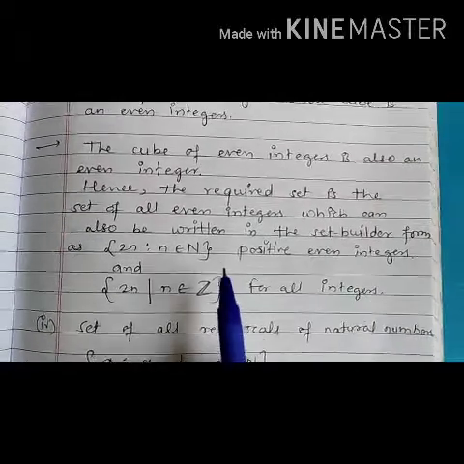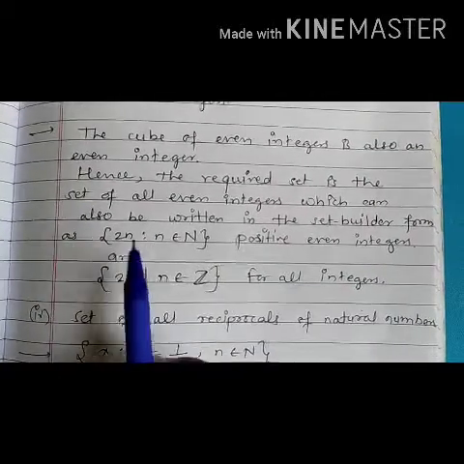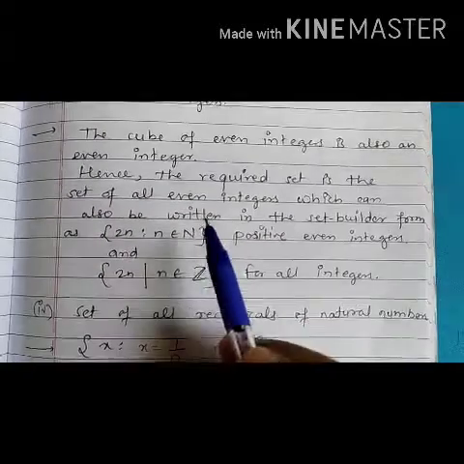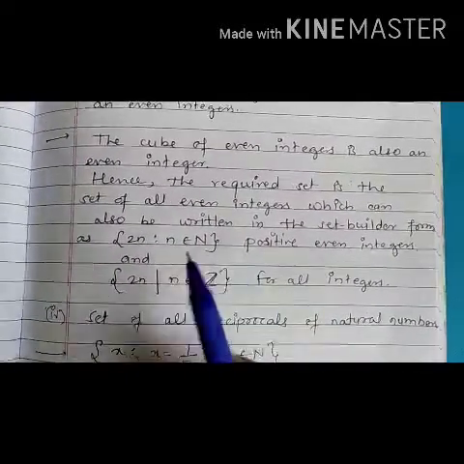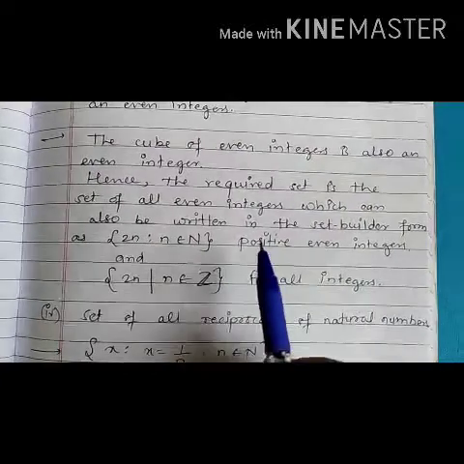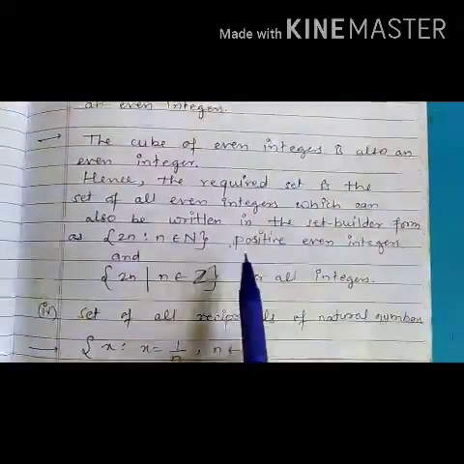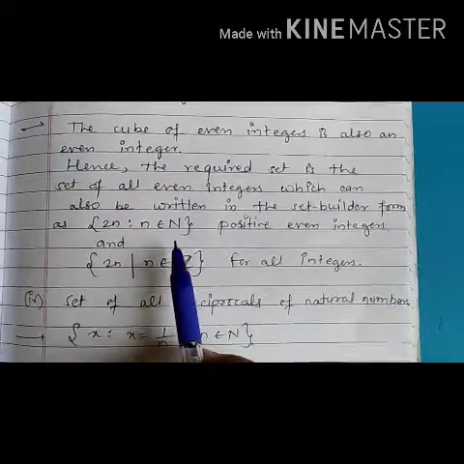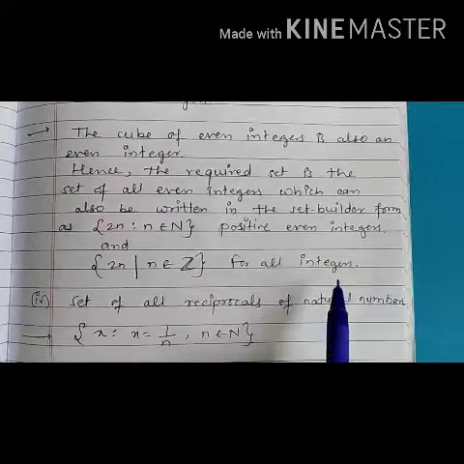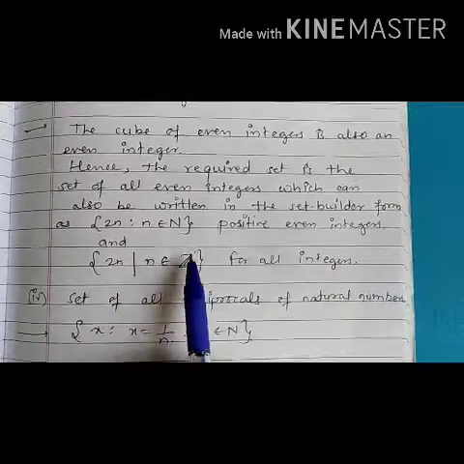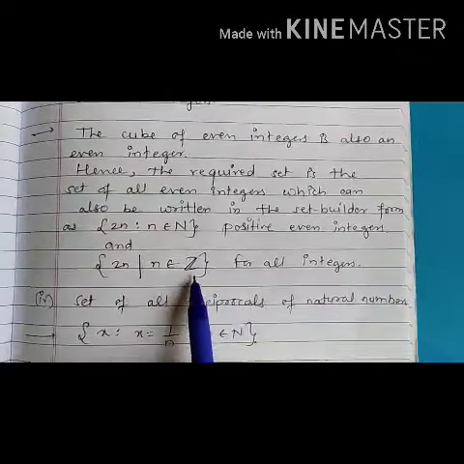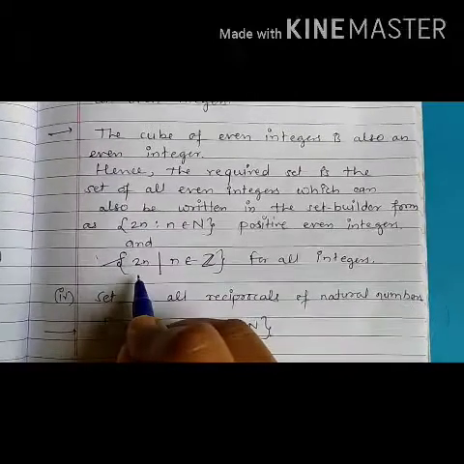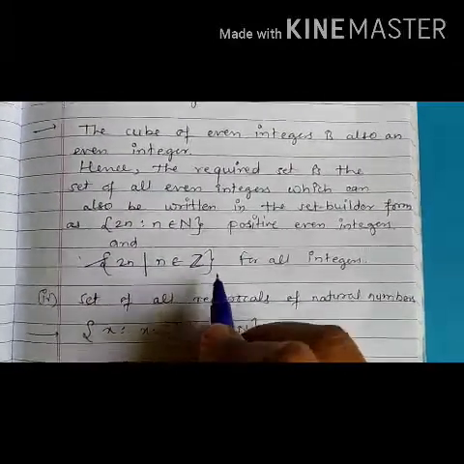If you write 2 cube, it will be 8, then 3 cube, it will be 27, but for minus 3 it will be minus 27. So for positive even integers you will write twice n such that n belongs to the set of natural numbers, and for all integers you can take this n from the set of integers. So here the answer is the set of twice n such that n belongs to the set of integers.